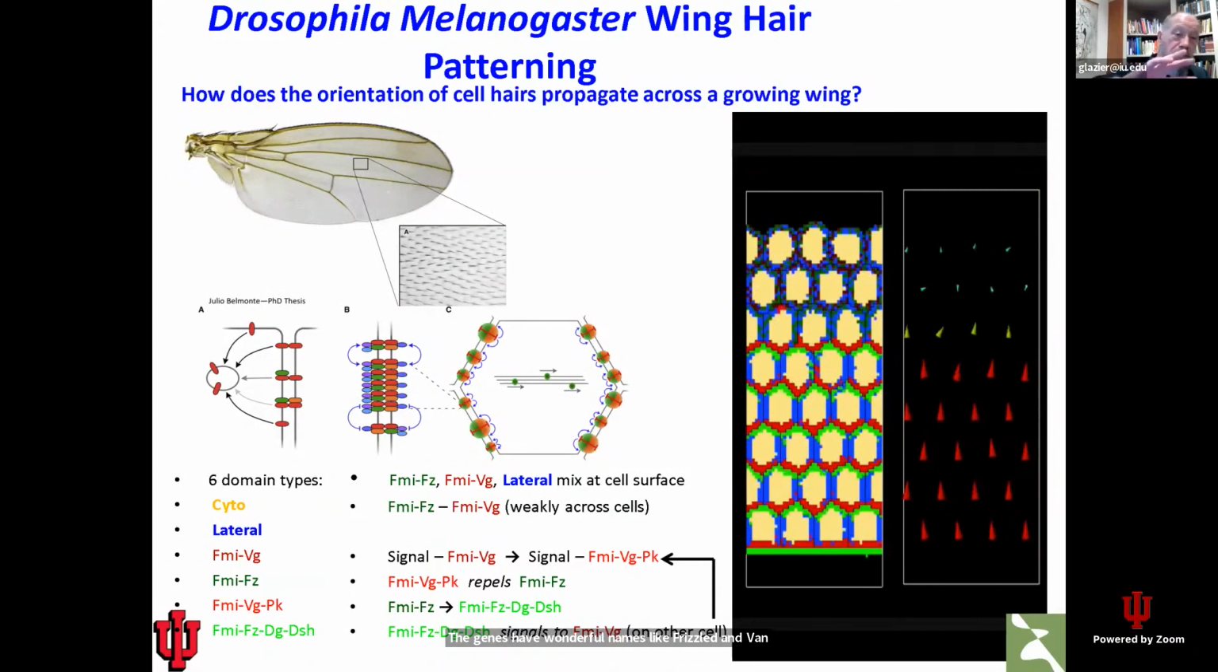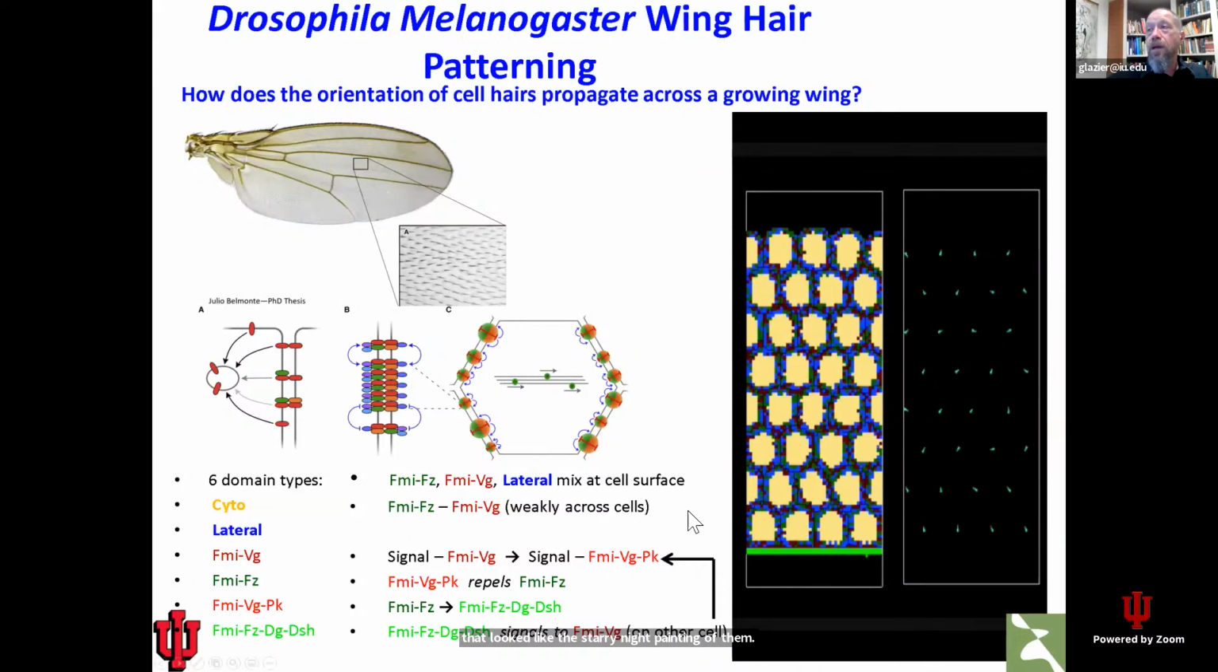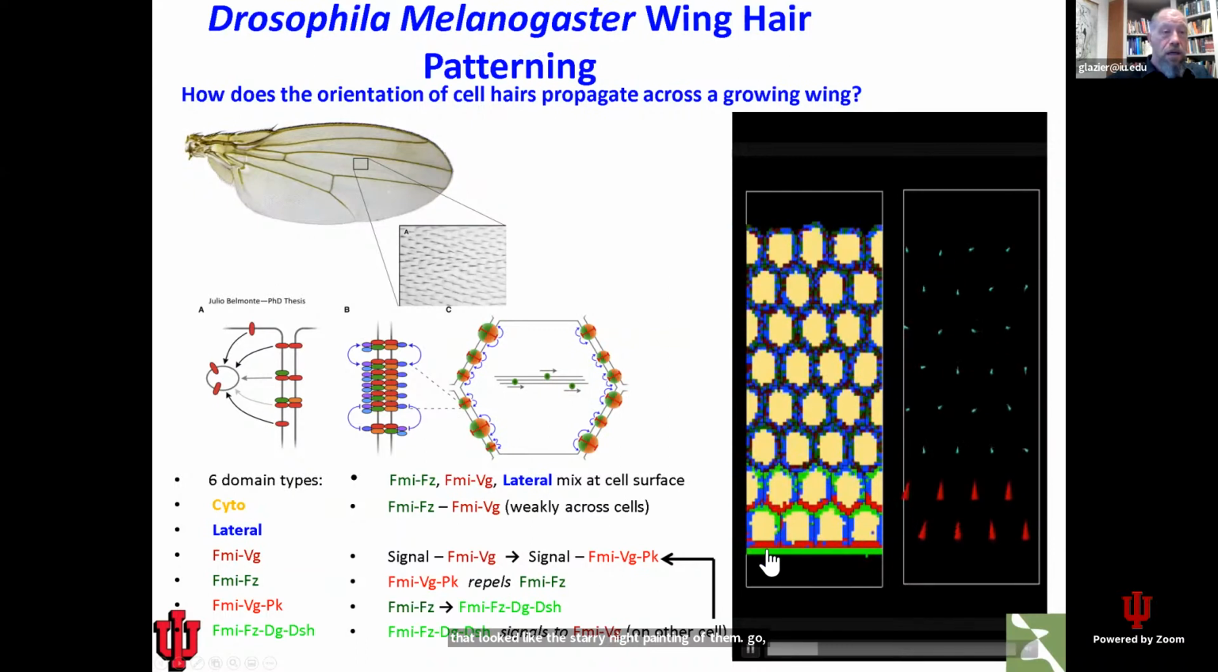Van Gogh, because if you interfere with Van Gogh, the hairs are still locally oriented, but they form spirals, and somebody thought that looked like the Starry Night painting of Van Gogh. In this case, Giulio has modeled the subcellular location of the membrane proteins that are involved in planar polarity and their induction.